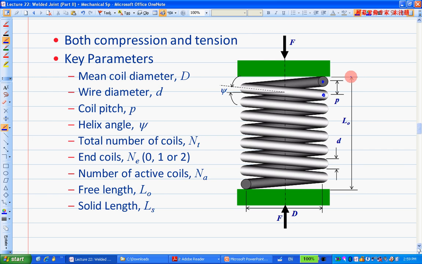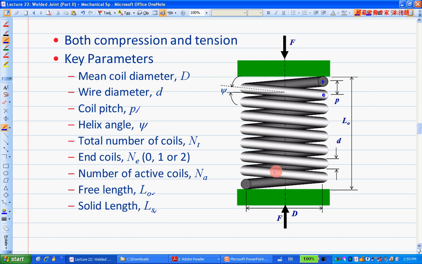And there's another one called total length. L is called the free length. Free length is basically, before you apply any force, the total length of the spring. We use L0 to represent that. Now, if you apply enough force, then the spring will completely close itself. Okay, and that's called Ls. So that gives you the solid length Ls. Okay, yeah. So those are easy to understand here.